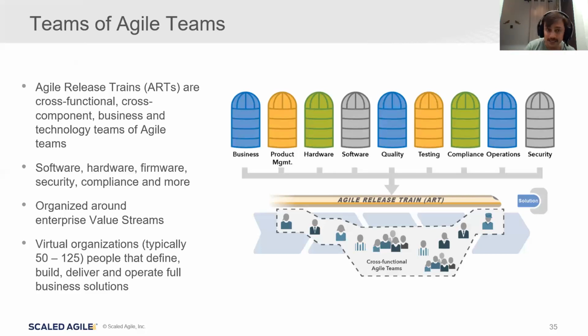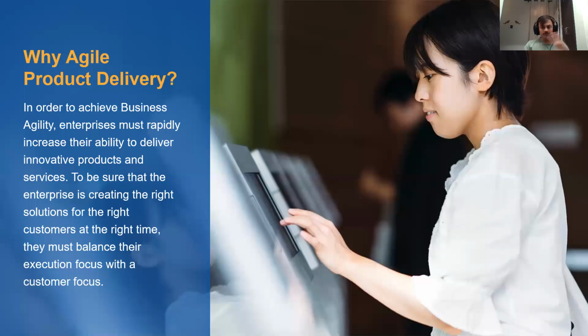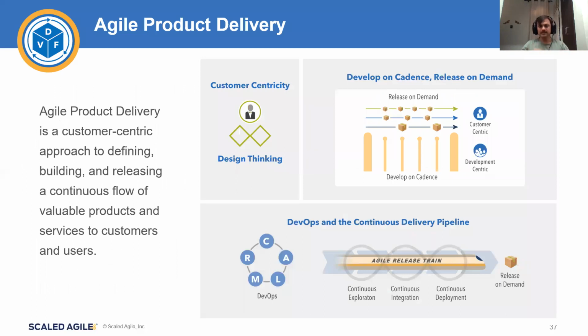So teams of agile teams. Now, this is all about the technical agility part, which we are discussing here. Now, next is product, why agile product delivery. So this is the next competency. So agile product delivery, I directly jump here.